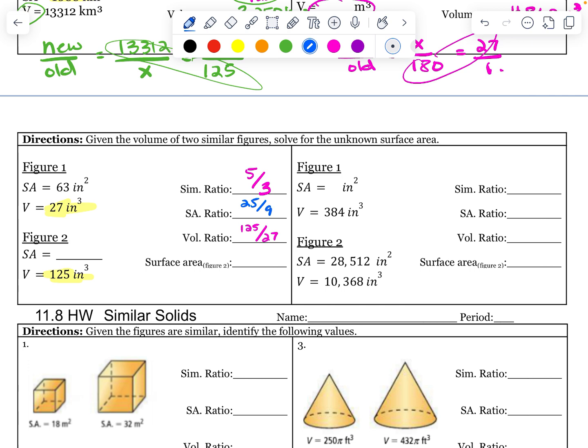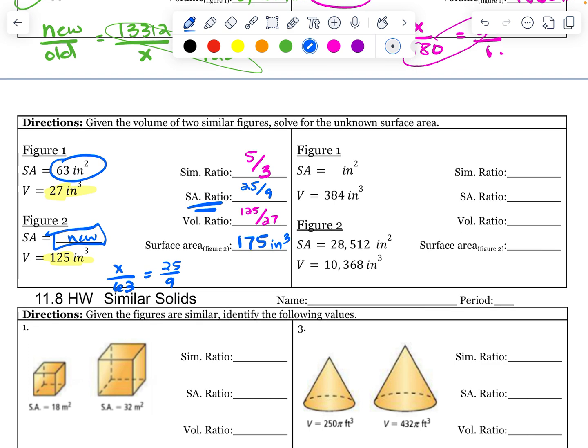And I'm going to set up a cross multiplication again to figure out this guy. So this is new, right? So we're going to go x over the old equals, this time we've got to use our surface area because we're looking for surface area. 25 over 9. So 63 times 25 divided by 9, 175 inches squared. It's bigger. That's logical. Great.